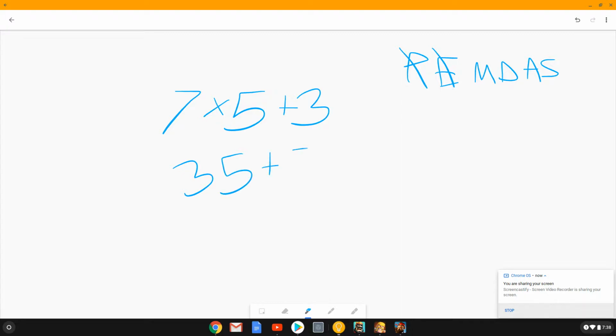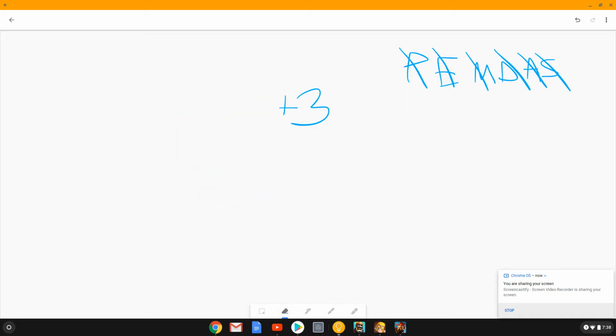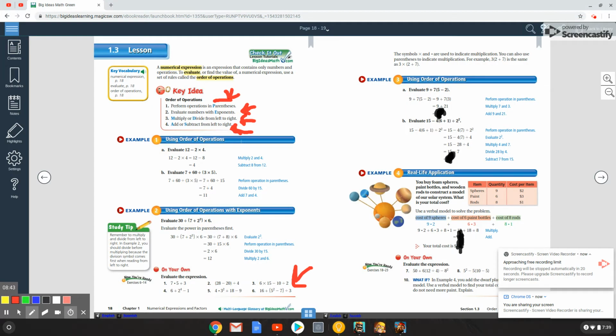So now we have 35 plus 3. There is no division. And do we have addition and subtraction? Yes, we have addition. So then we do 35 plus 7, which is going to be 42. So our answer is 42. Okay, so since our answer is 42, we can write the first one as 42.